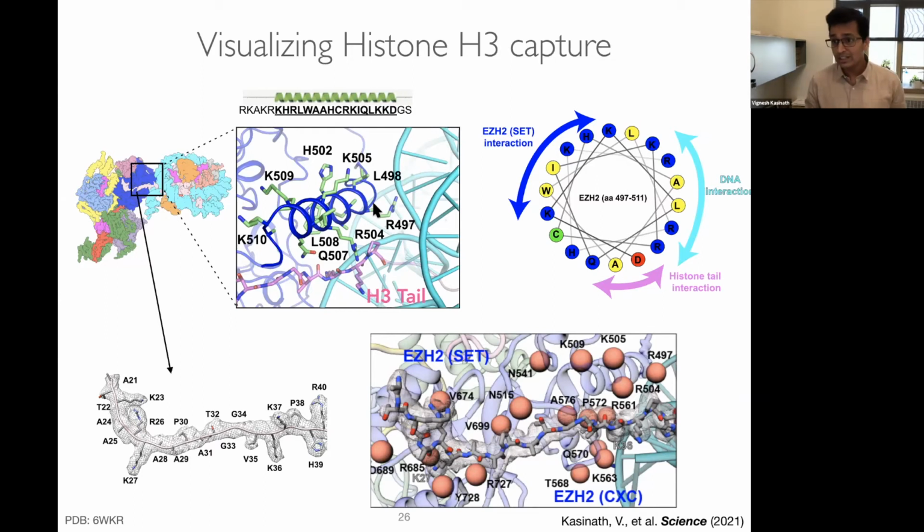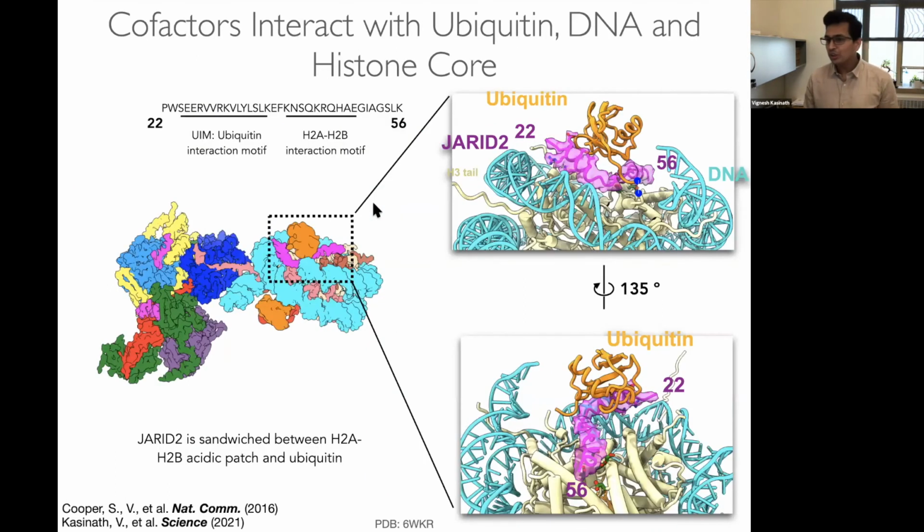Perhaps this is a mechanism that is important for regulating the activity in actively transcribing regions. So what about the cofactors and how do they interact with this H2A K119UB mark, if at all they do? In fact, I'm showing you the structure because they do.